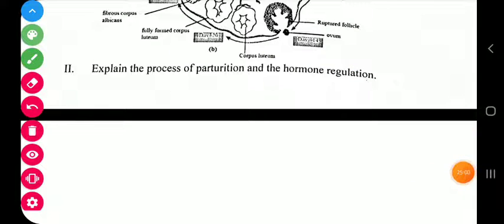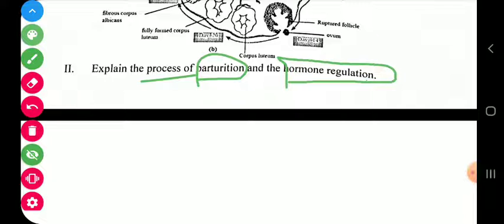Explain the process of parturition and hormonal regulation. We'll see, related to parturition.